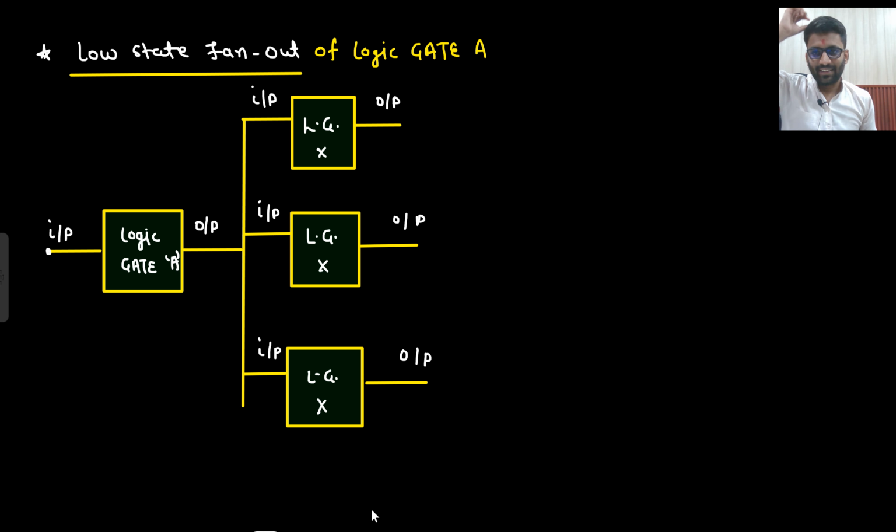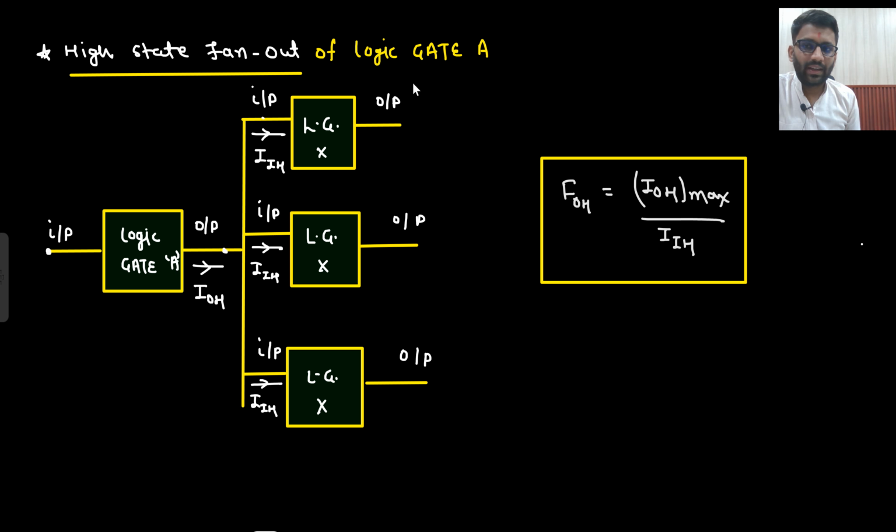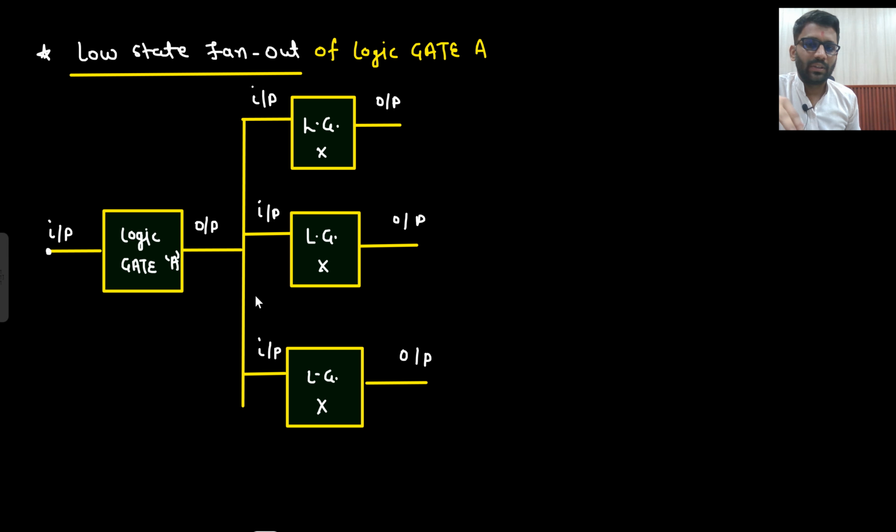Yeah. So in a similar way, low state fan out could also be there. Like we saw the high state fan out, low state fan out could also be there. If output is logic low, then what will happen? It will sink the current. If it is sinking, that means they will drive the current.